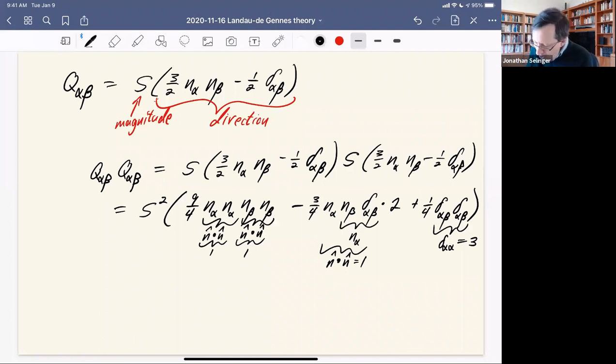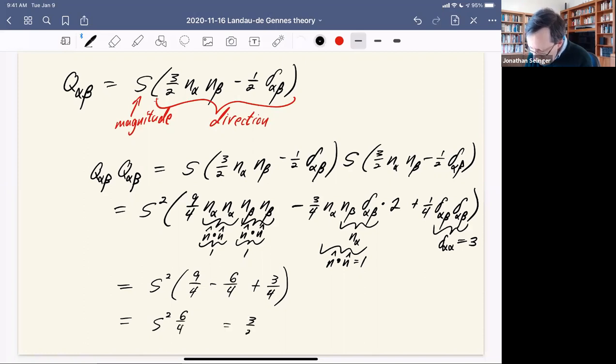Okay, so all of these things inside the parentheses are just numbers, so we can simplify them. It's s squared, 9/4 minus 6/4 plus 3/4. So that's s squared times 6/4. All right, so it's 3/2 s squared.